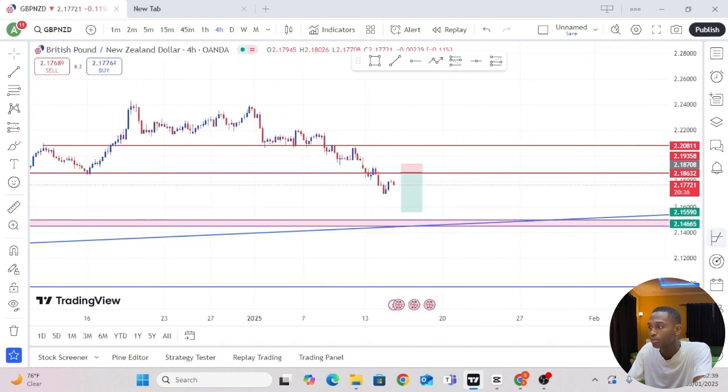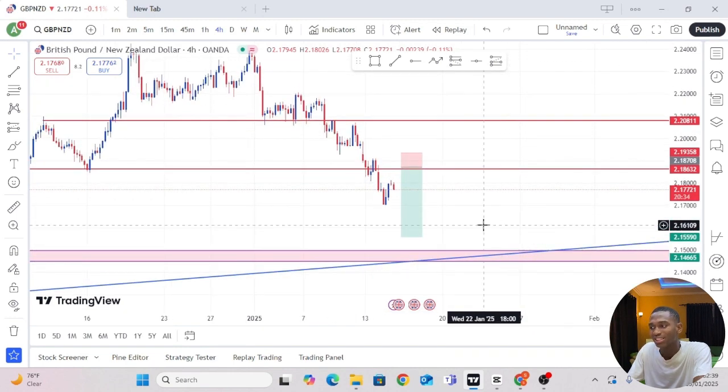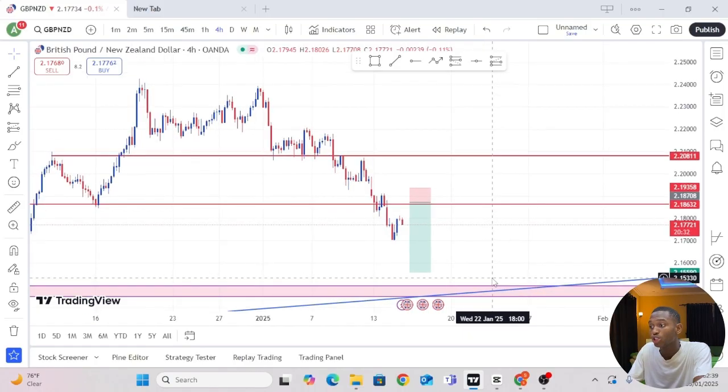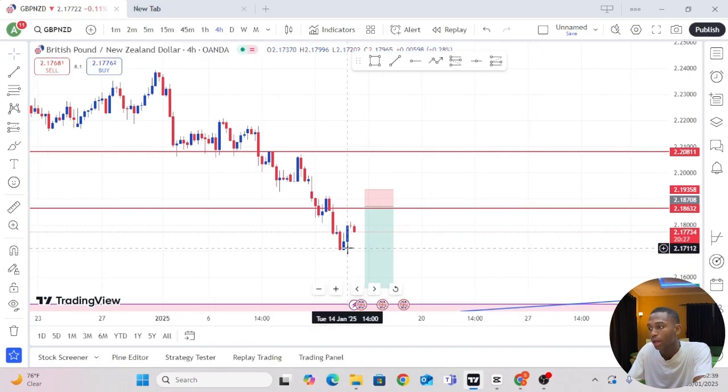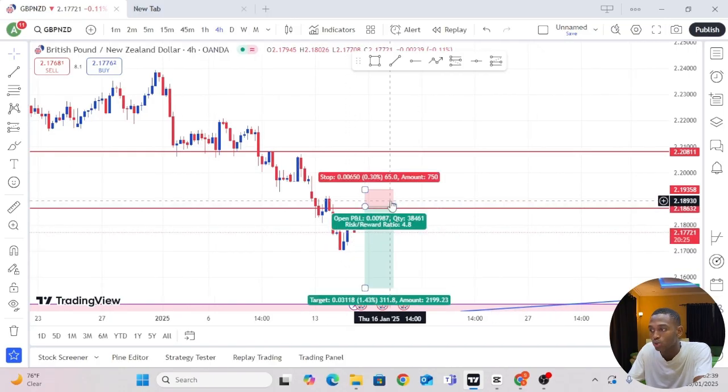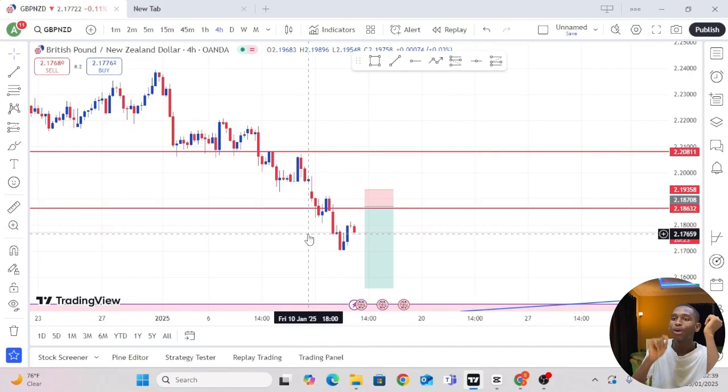So for GBPNZD, the analysis is not that much. What we're going to be expecting right now is just the market to pull back to this key level, because remember, we enter trades at the best key levels. That's a random price action strategy. We enter trades at a key level. And so we're going to be waiting for the market.